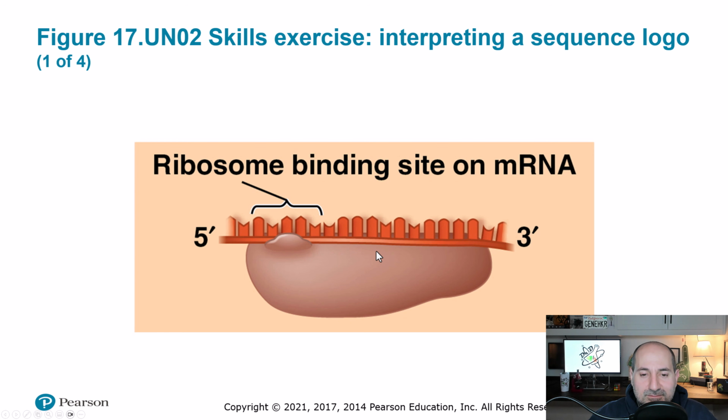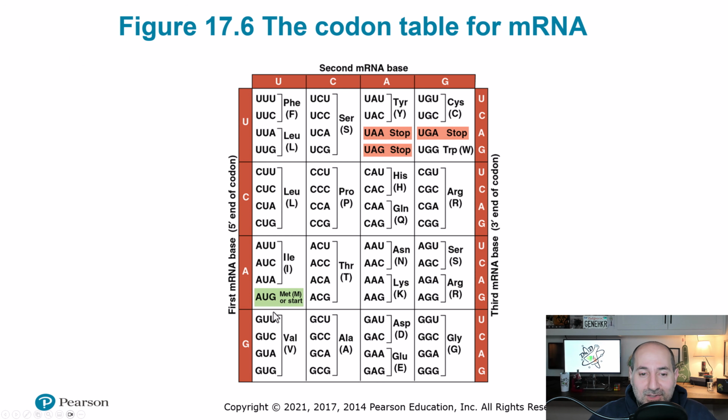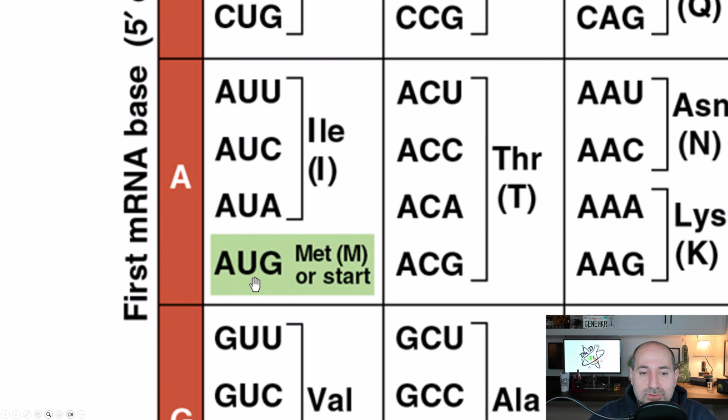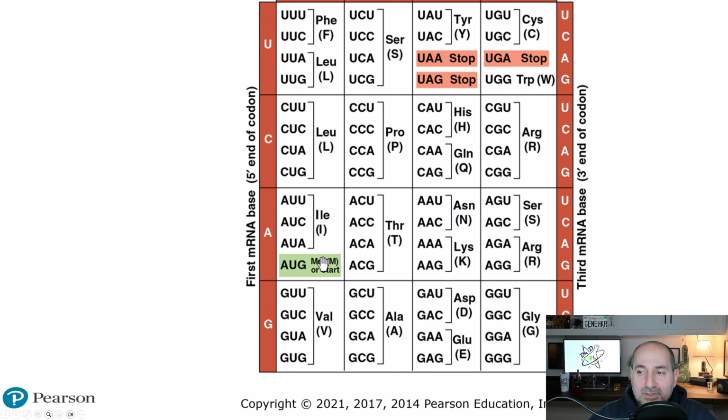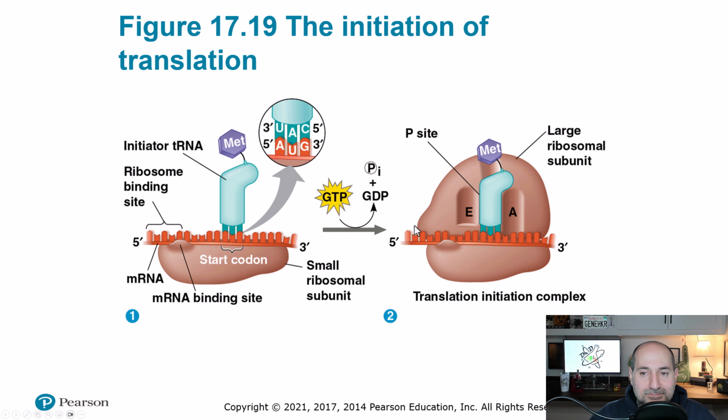Can you beat Wicket? That's right, Wicket. The start codon. We need to find the first start codon. And do you remember the start codon reads AUG? That's the start codon. And the start codon, remember, it also codes for the amino acid methionine, or M. Now, let's go back to our diagram here. So again, the small subunit of the ribosome binds to the 5' end of the mRNA at the ribosome binding site. It then scans and looks for the first start codon. So let's see that happen.